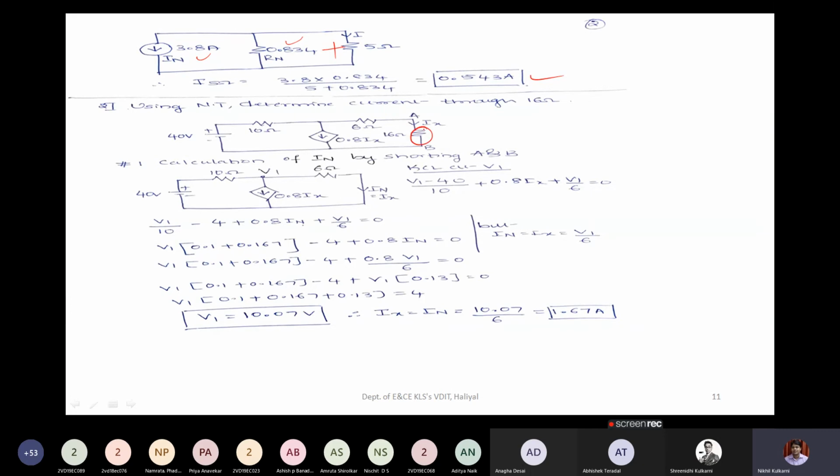So this is the load now. What you have to do is first short it. But here we have the dependent source, so this is again a very important problem. You can make out some observations here. So what you can do is find the Norton's current.